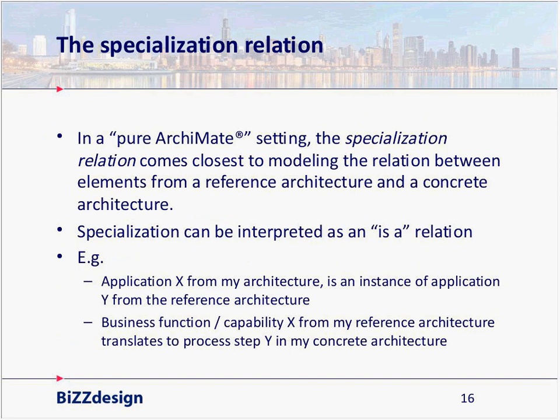At first, it may seem the specialization relation is the one to use, as it denotes an is-a type of relation. With the is-a relation, we can model the fact that an application from a concrete architecture is an instance of elements from the reference architecture. So the question seems to be, let's just draw specialization relations and be done with it. Okay, that won't work.